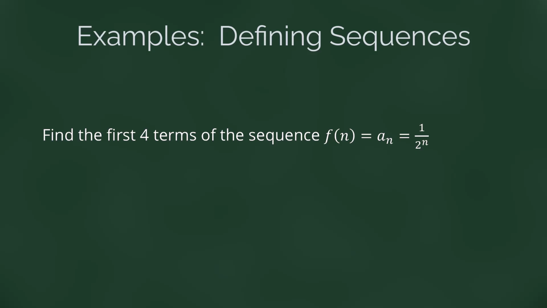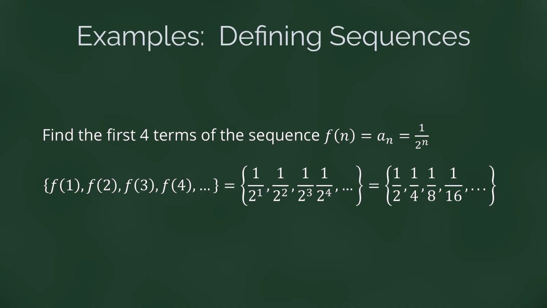As an example of defining a sequence explicitly, consider the sequence given by f of n equals a sub n is equal to 1 over 2 to the n. We can use that formula to find the first 4 terms of that sequence. We can see that f of 1 would be 1 over 2 to the first power, f of 2 would be 1 over 2 squared, f of 3 is 1 over 2 cubed, and f of 4 is 1 over 2 to the fourth, giving us the sequence 1/2, 1/4, 1/8, 1/16. And using that formula, we can actually find any term that we want at all in the sequence without knowing any of the previous terms.